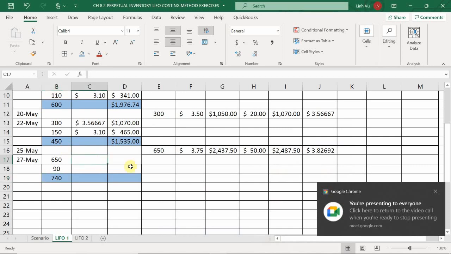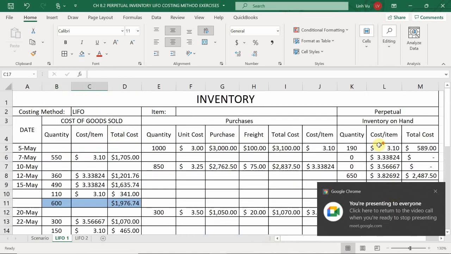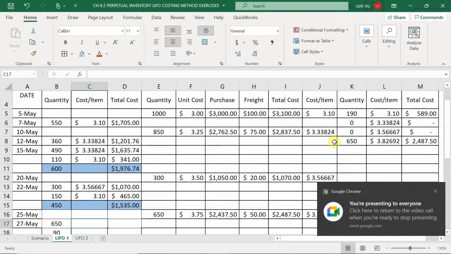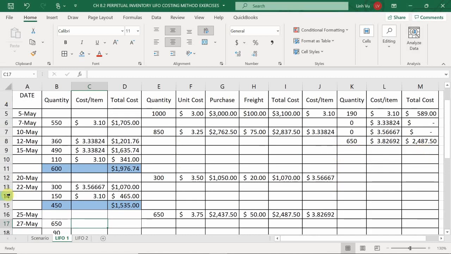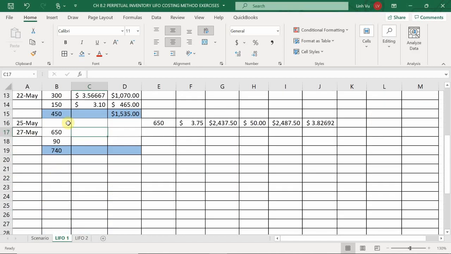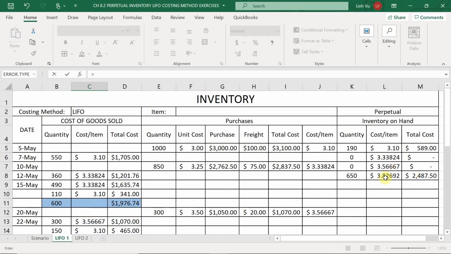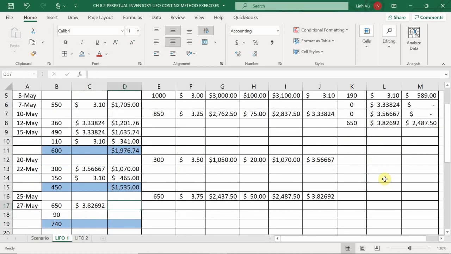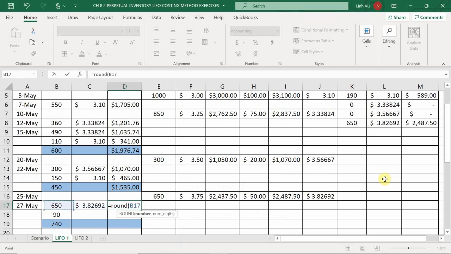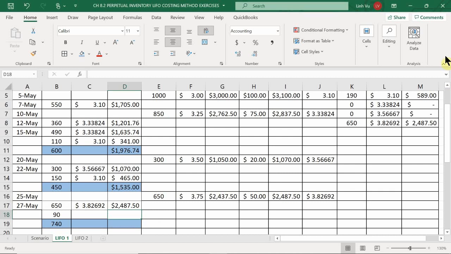So then, I know this for a fact that since I'm eliminating this entire batch of 650, I already know what the full price is. It's 2,487.50, right? But I'm going to go ahead and reference this so you know. Okay. So in this case, I'm getting rid of the entire batch of inventory. Then that means I'm going to zero this batch out.